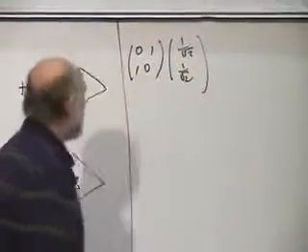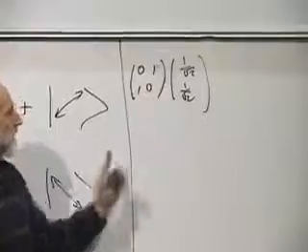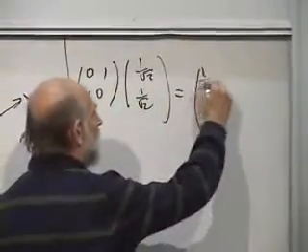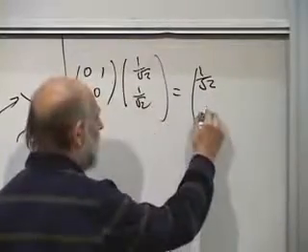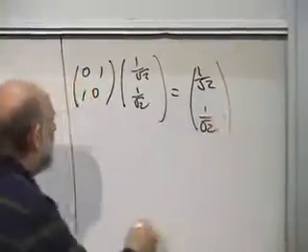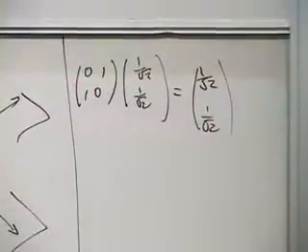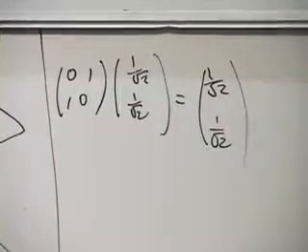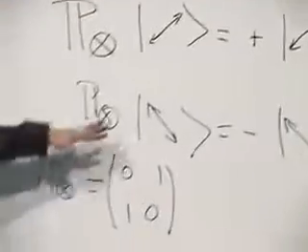To see what it gives: 0 times this is 0, 1 times this is 1 over square root of 2, 1 over square root of 2. Check that. Okay. So first of all, when it hits this vector, it gives back the same one. Let's see what happens when it hits the other vector.